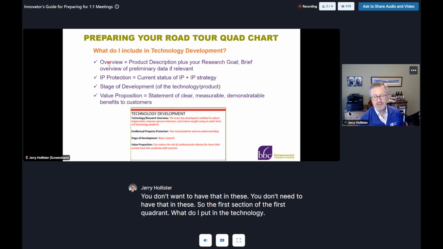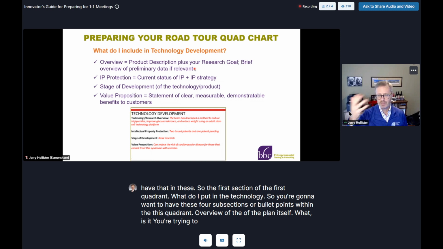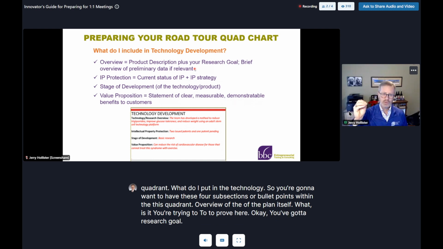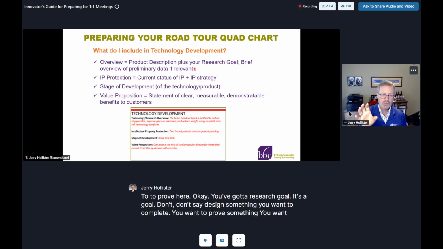So you're going to want to have these four subsections or bullet points within this quadrant. Overview of the plan itself. What is it you're trying to prove here? Okay, you've got a research goal. It's a goal. Don't say design something. You want to complete. You want to prove something. You want to show something that you're going to achieve.